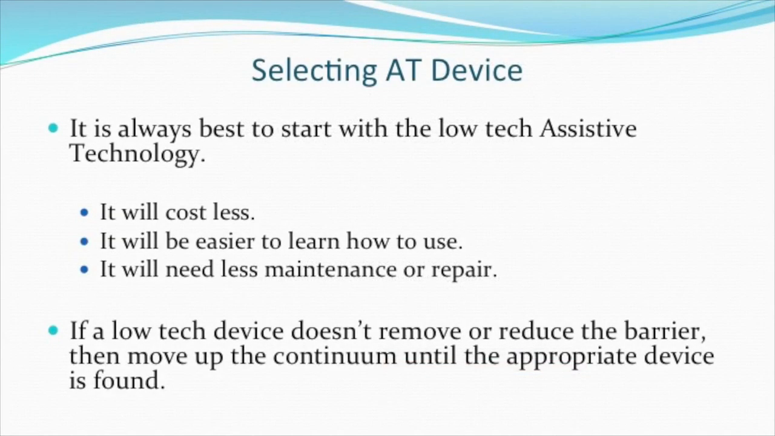So you and your consumer have now seen some assistive technology devices and some products. So how do you select the appropriate assistive technology device? It's always best to start with the low-tech assistive technology. It costs less, it's easier to learn how to use, and it will need less maintenance or repair. If a low-tech device doesn't remove or reduce the barrier, then you move up the continuum until the appropriate device is found.